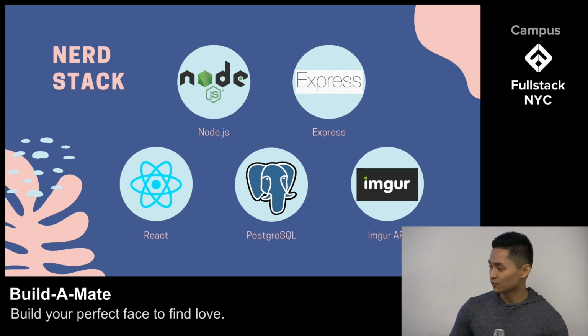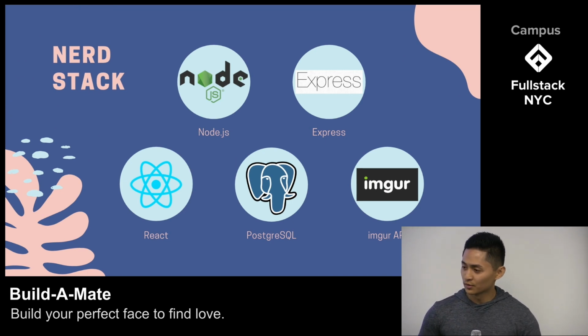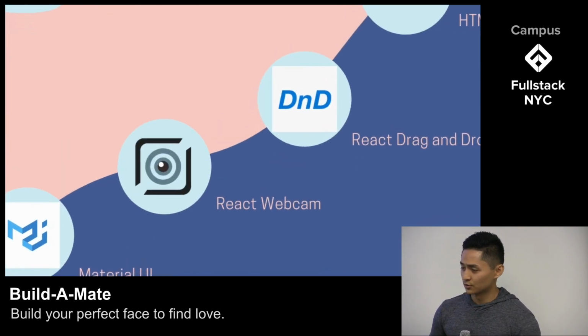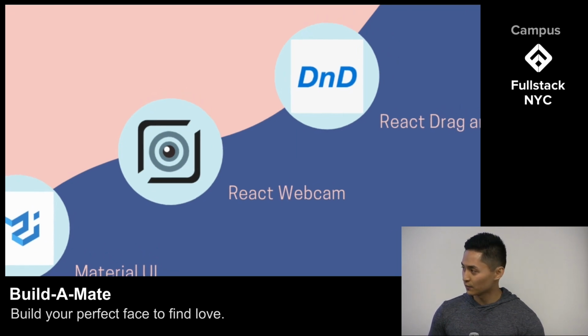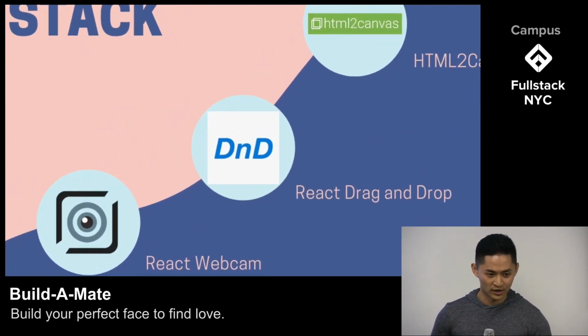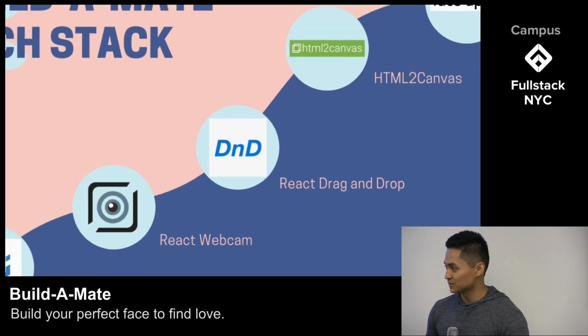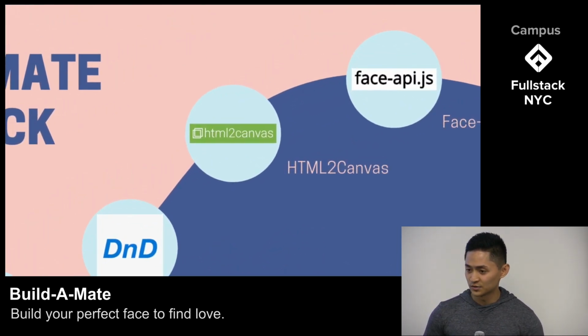Thanks, YC. So for our app, we use the nerd stack, with Postgres to store our relational data and Imgur to store our user profile photos. We then use several libraries, including React Webcam for the user headshot photo and React Drag and Drop for drag and drop functionality when creating a face. HTML to canvas was then used to capture the canvas on which the face was created.